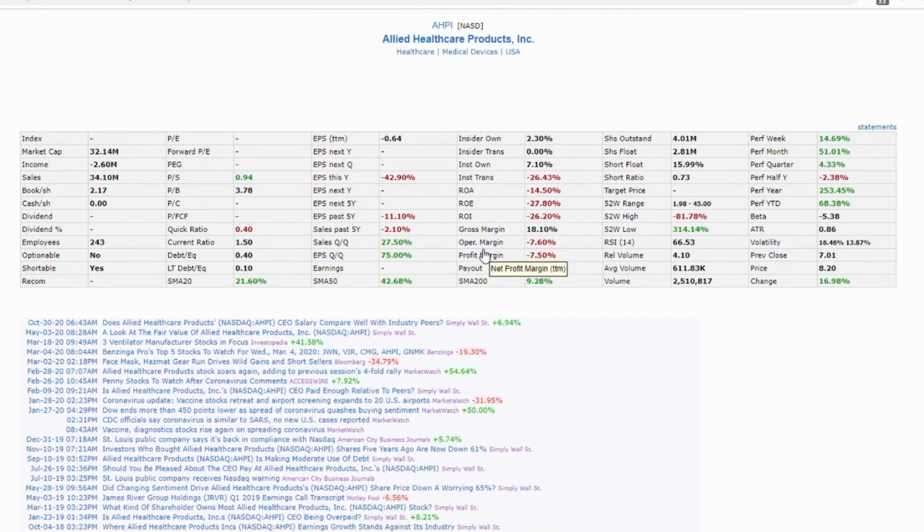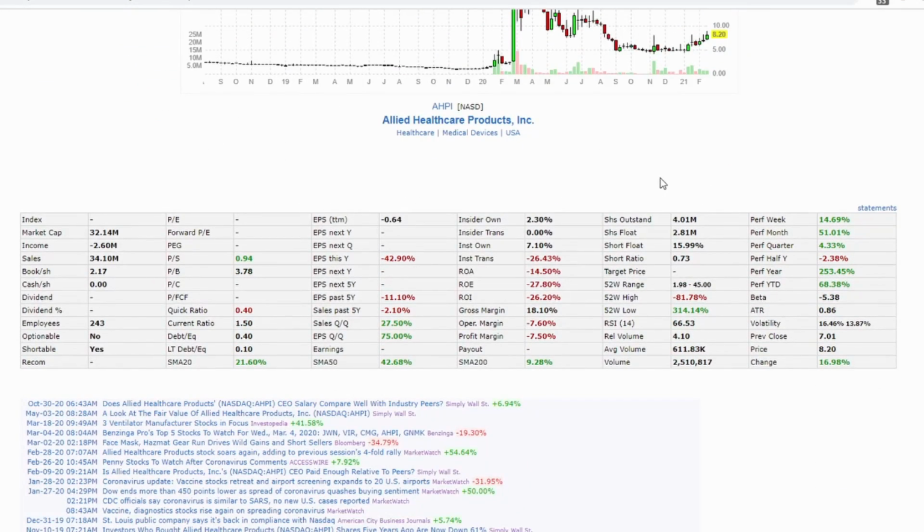But you're going to see gross margin, operation margin, profit margin, beta, ATR volatility. Again, all this stuff can be found in the help section of Finviz. If you have any questions about it, go there. It's going to have a nice, clear explanation. If it does not, ask in the comments below and I will help you guys out.